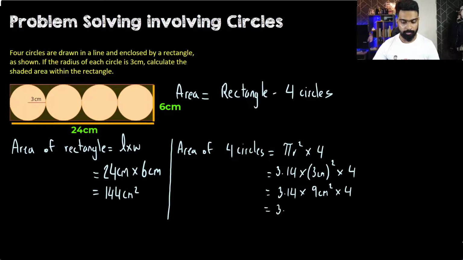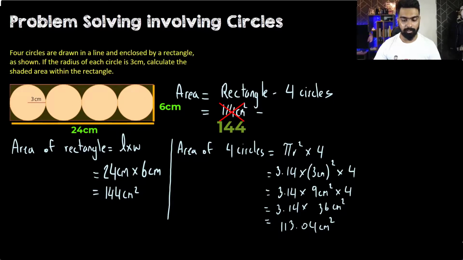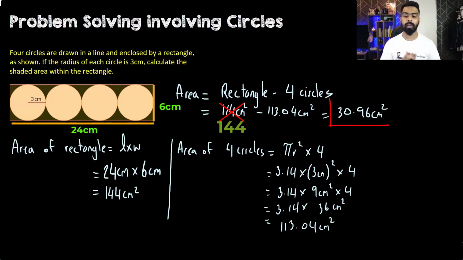So if you multiply, we have 3.14 times 36 cm square, and 3.14 times 36 cm square is going to give us 113.04 cm square, right? Now this is the area of 4 circles. Now we can go ahead and find the area of the shaded part, which is 144 cm square minus 113.04 cm square, which is 30.96 cm square, right guys? So the shaded part in this case is 30.96 square centimeter.